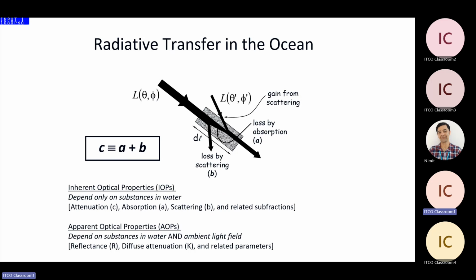So the inherent optical properties, as Zhongping stated, are dependent only on the substances in the water. These are properties of attenuation, absorption, and scattering. Absorption plus scattering, a plus b equals c. You guys know that. And then apparent optical properties are dependent on the IOPs, but also on the ambient light field. And I think probably David Antoine is going to talk about that in more detail later.